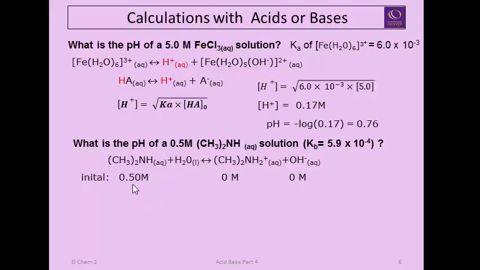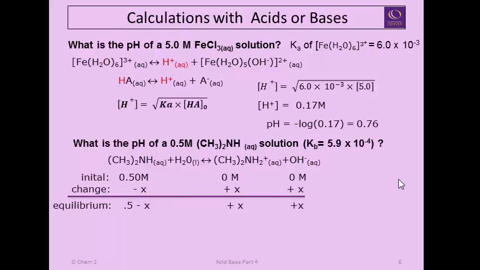Initial concentration is 0.50 molar. These are 0 and 0. The amount it changes is x. So at equilibrium, it's 0.5 minus x. These are all increased by x. You set that into an equilibrium expression. As we showed you generically for all the bases dissociating, it'll look very much like this. Plug and chug. Here's the Kb, which we got.